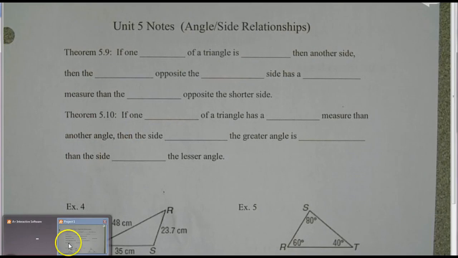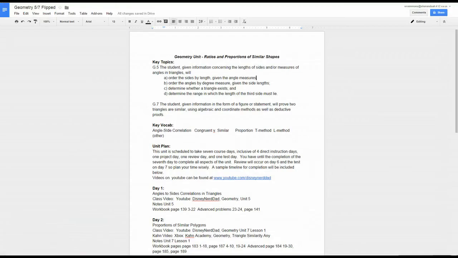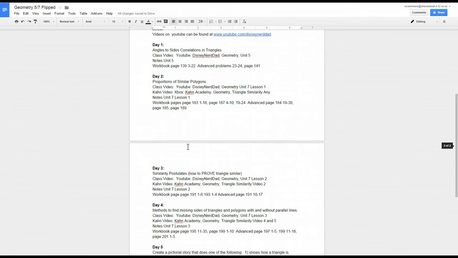Okay guys, so we are in a new unit. I wanted to go ahead and show you the unit plan that you should have in your hands right now. If you notice, it's called Ratios and Proportions of Similar Shapes. It's actually 2 units together. There's only 1 lesson in Unit 5, and then there are 3 in Unit 7.